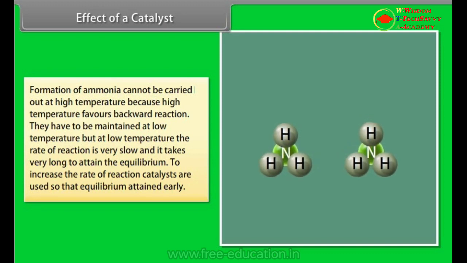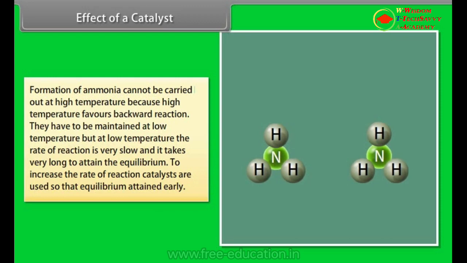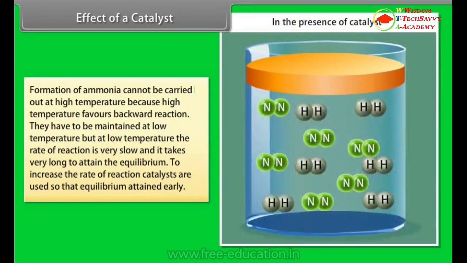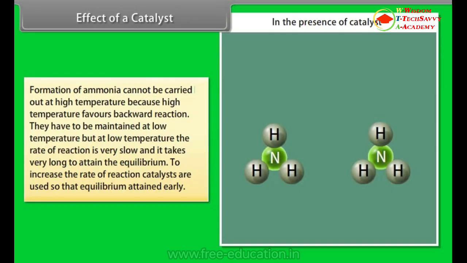It has to be maintained at low temperature, but at low temperature, the rate of reaction is very slow and it takes very long to attain the equilibrium. To increase the rate of reaction, catalysts are used so that equilibrium is attained early.